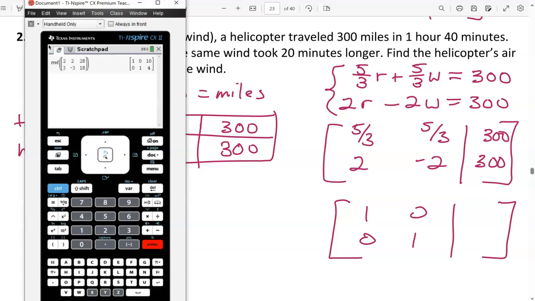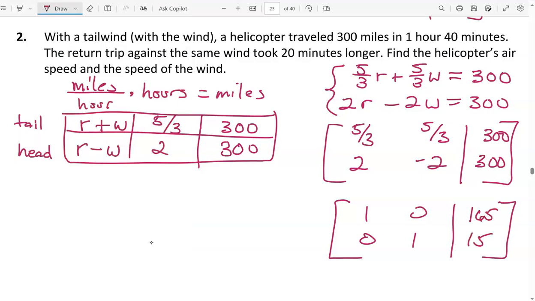When we write that in reduced row echelon form, the calculator should give us the following format. Let's enter that in reduced row echelon form. That would be RREF, and then open parentheses, and the matrix menu. We're going to enter a 2 by 3 matrix, and the original matrix has entries of 5/3, 5/3, and 300. And then on the bottom row, 2, -2, and 300. And that gives us 165 and 15.